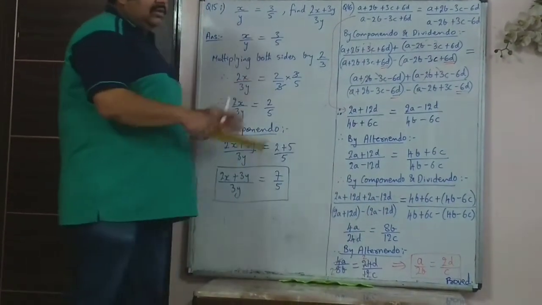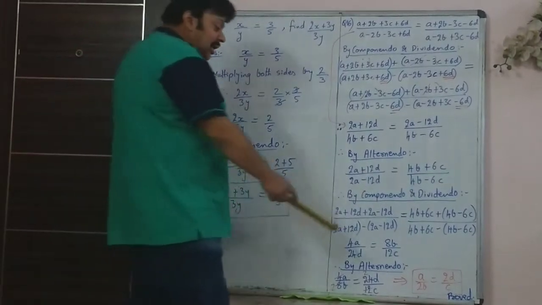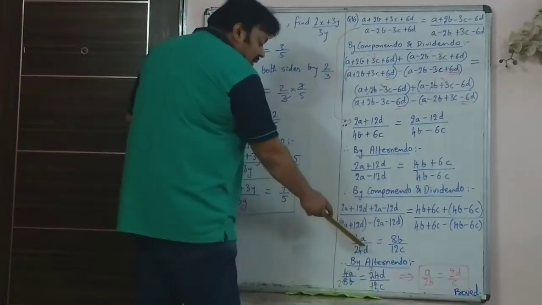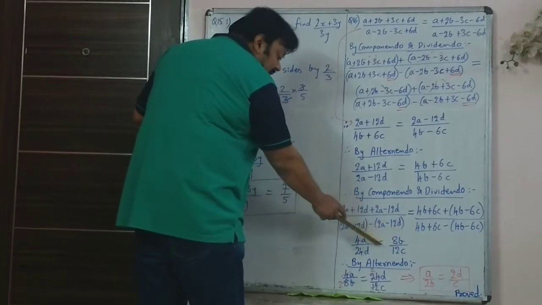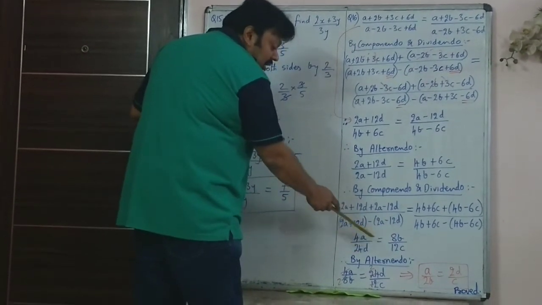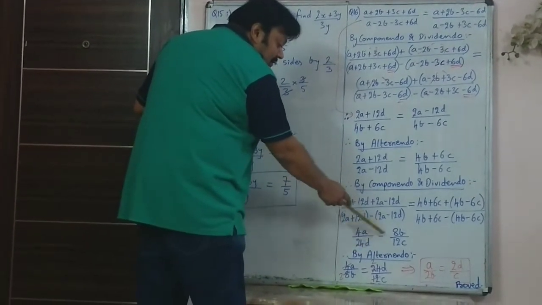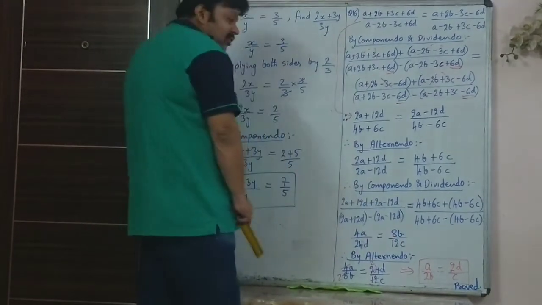But look at the answer what you require. You need a upon 2b. So once again you have to do an alternando and bring this 8b down below 4a, and 24d will go on top about 12c.